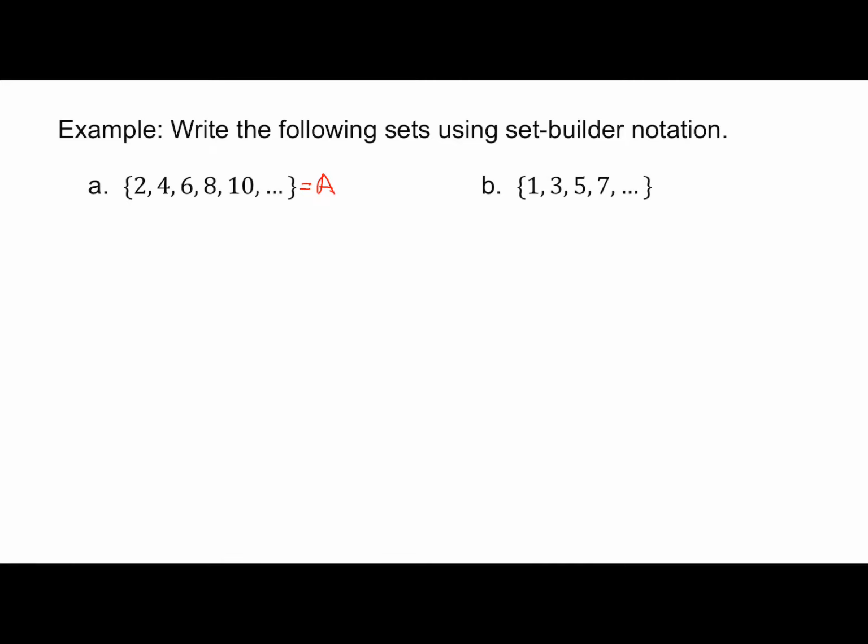Well, what do you notice about the elements of capital A? We have 2, 4, 6, 8, 10. They're all even, right? So we're just picking up the even natural numbers. So one way to describe that is just to write it in words. A is the set of little a such that a is an even natural number.